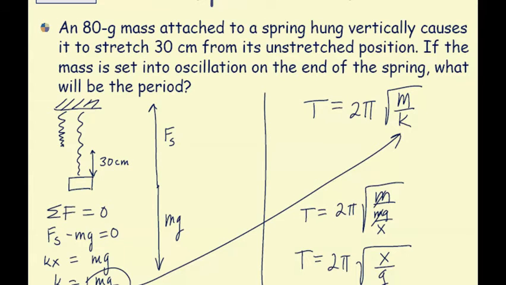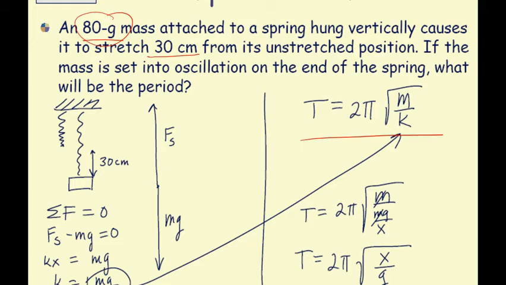So let's look at the sample problem. It says an 80-gram mass is attached to a spring hung vertically, causing it to stretch 30 centimeters from its unstretched position. If the mass is set into oscillation on the end of the spring, what will be the period? Well, we know that period is equal to 2 pi square root of m over k. I'm given my mass, but I'm not given my k. So I need to solve for my k.